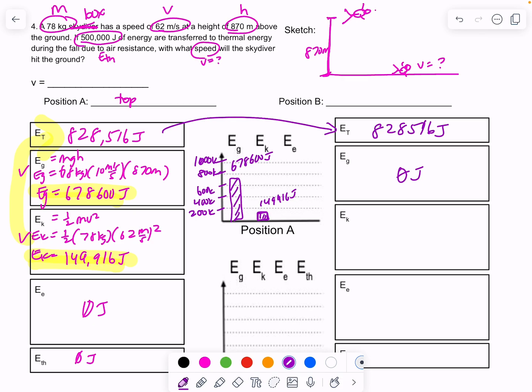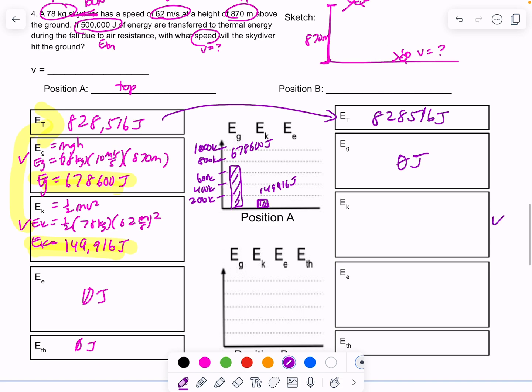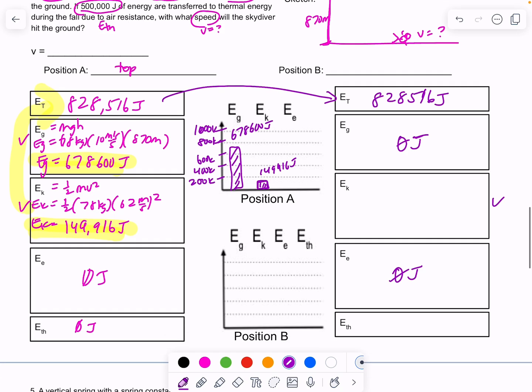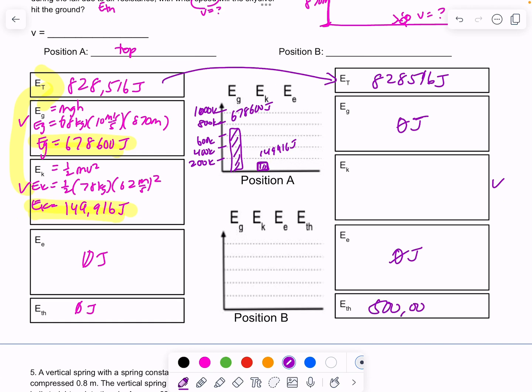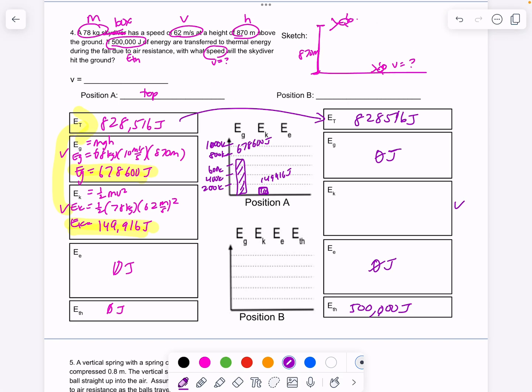After, he has no EG because he's on the ground. Yes, maybe, I don't know what happened to him. All right, is he moving? Yes. No springs, and 500,000 joules were dissipated due to friction. Okay, so if I want to know how fast he is when he's at the ground, 500,000 are going to go to the thermal category, okay? And I had 828 total to start with.